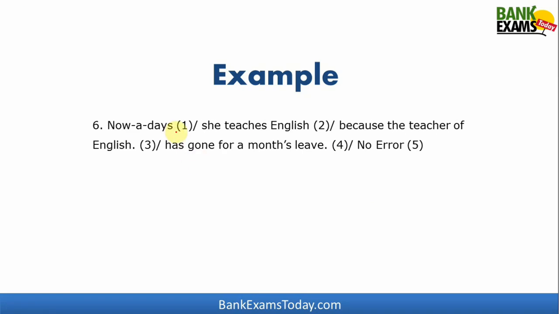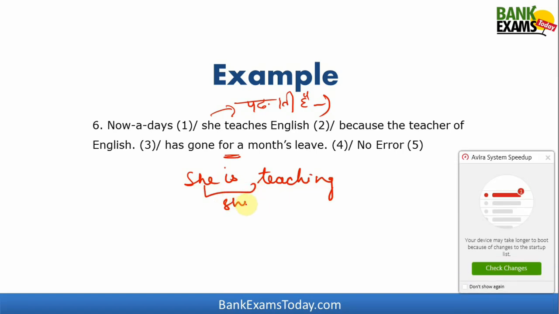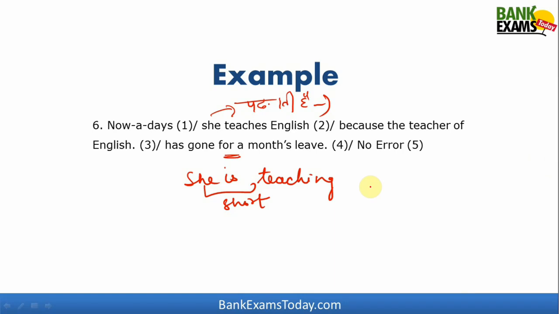Then, nowadays she teaches English because the teacher of English has gone for a month's leave. No error. Nowadays she teaches English, wo English padhati hai. I don't think this is right because the teacher of English has gone for a month's leave. She is teaching English, wo padha rahi hai, because the other teacher has taken a leave. So nowadays she is teaching English, because this is a very short term activity. Whenever the other teacher comes back, the substitute teacher will be replaced. So that's why she is teaching English.